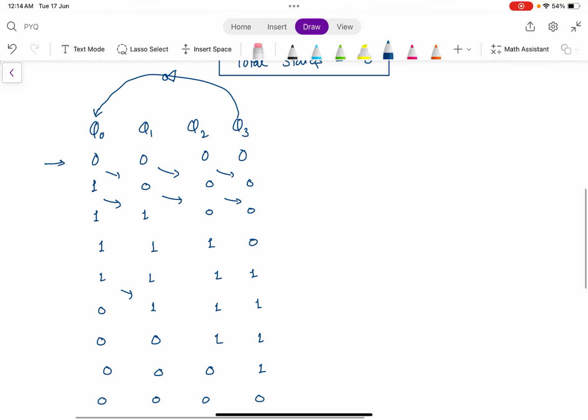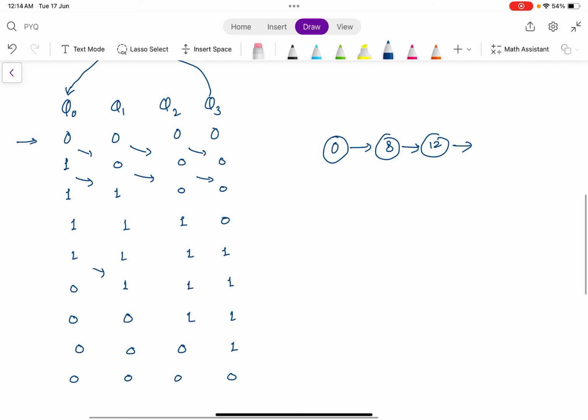Now we will write the number of states. Here comes state 0. This is an 8. 0 goes to 8. Now it goes to 12. Then it goes to 14, which further goes to 15. Now this goes to 7. Now 3, 1, and finally it returns to 0. So you can see that there are a total of 8 states.